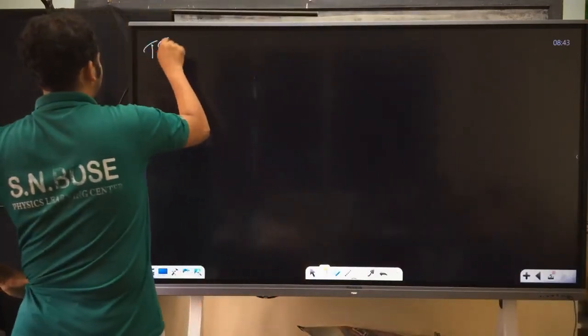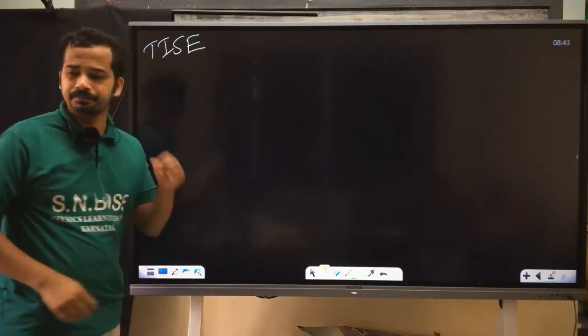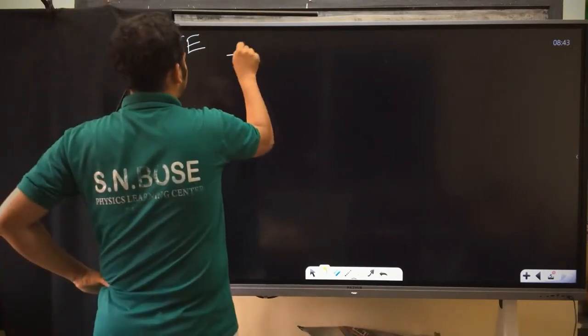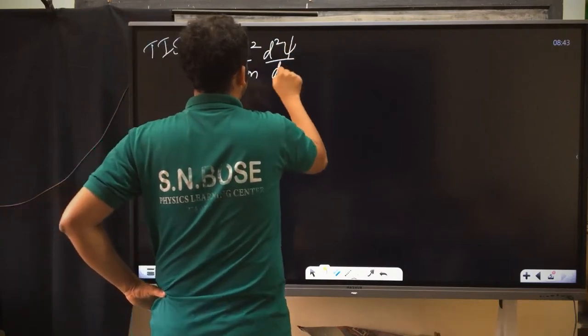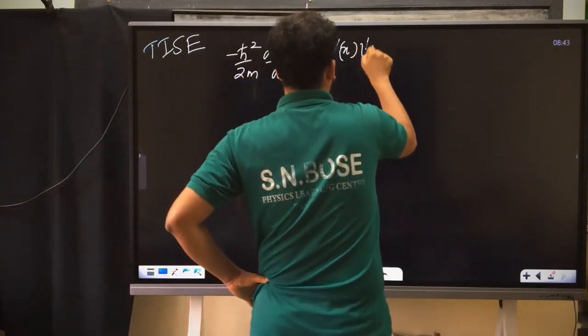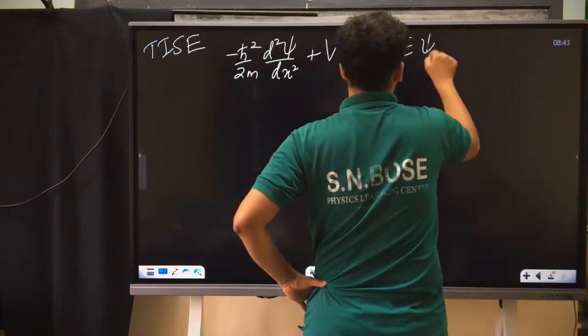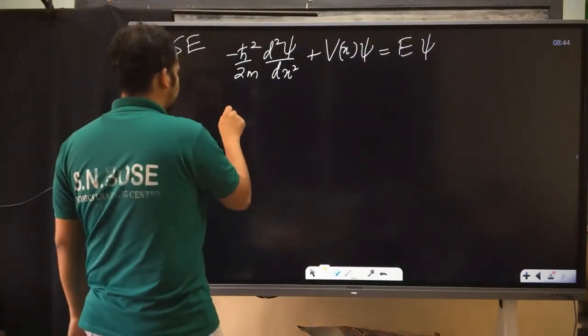That is related to the time independent Schrodinger equation, sometimes the time dependent Schrodinger equation. Okay, so now: minus h bar squared by 2m, d squared psi by dx squared, plus V of x into psi is equal to E into psi. E is the energy. Am I right? Now what I do is I am going to modify this one.